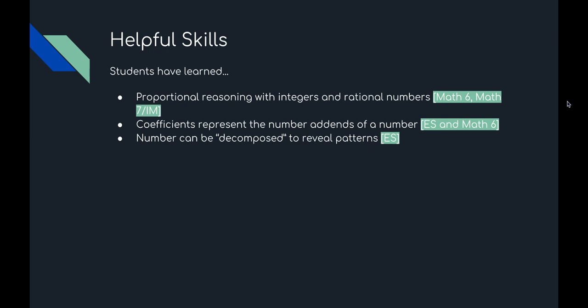Some of the helpful skills that students have already learned: proportional reasoning with integers and rational numbers, done in Math 6, Math 7, or IM. They've also learned that coefficients of a number represent the number of addends of that number, done in elementary school and Math 6. Numbers can be decomposed to reveal patterns. This is done in elementary school and is very important for developing an understanding of point-slope form.